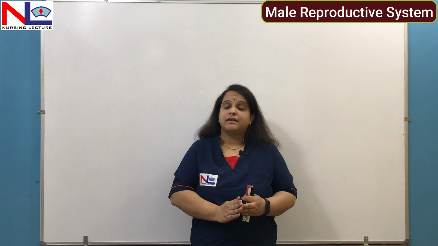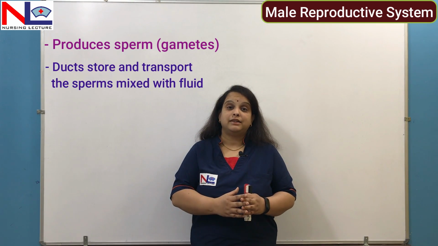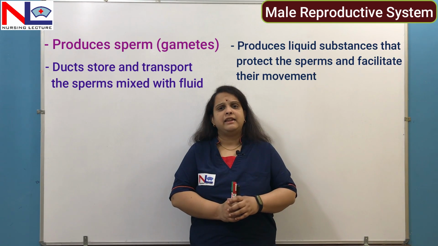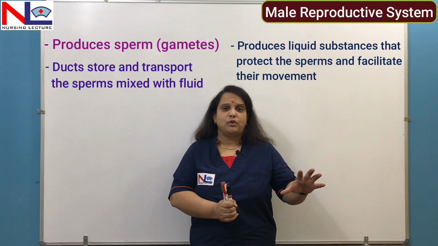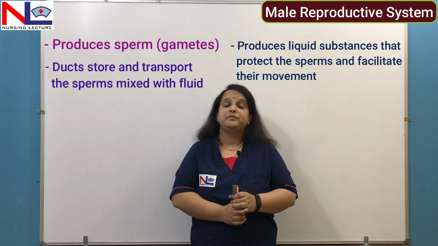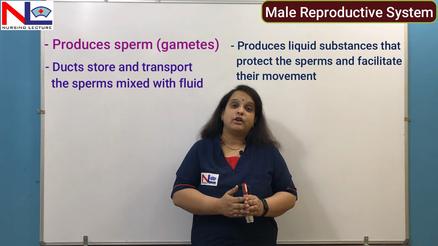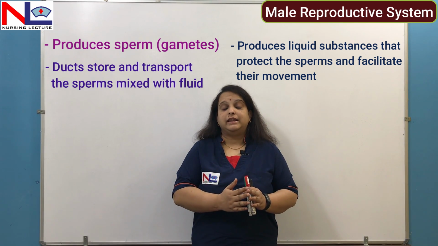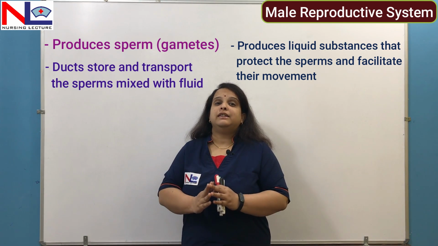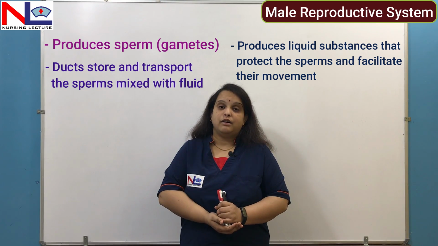So basically this system produces sperm and allows the sperm to mix with the fluid part which is secreted by various accessory sex glands. Finally all this liquid portion, called semen, moves along the whole system of ducts, and it is released exteriorly through the external urethral orifice, or it may be ejaculated in the female reproductive tract. So here we'll discuss the organs that are associated with all these functions.